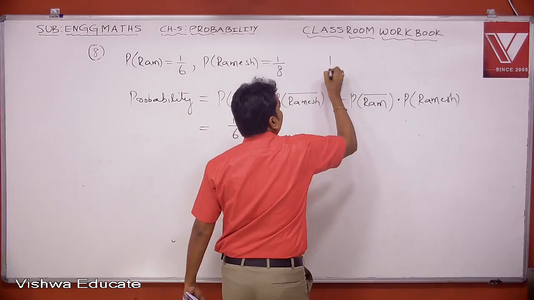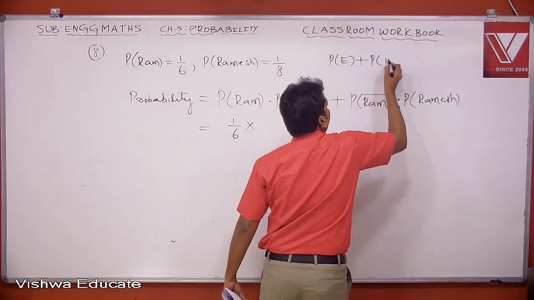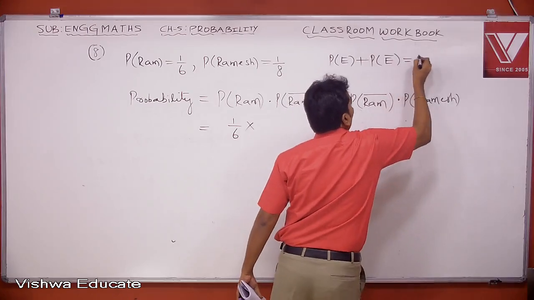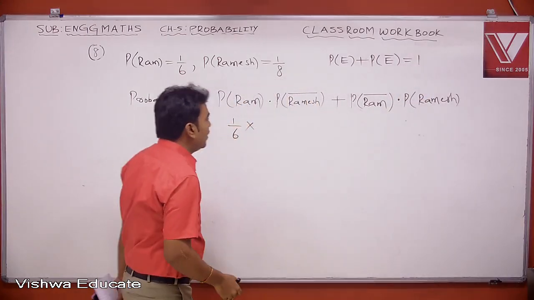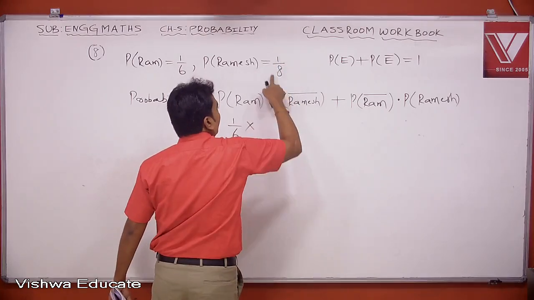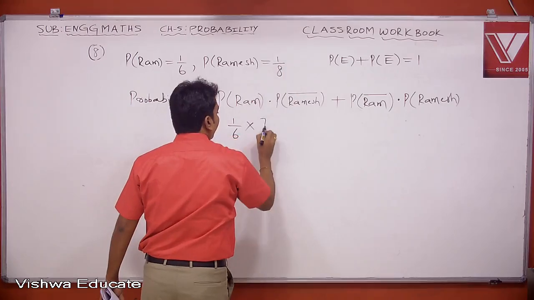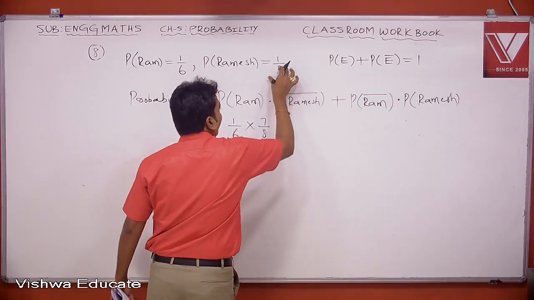Now we have one simple result connecting probabilities: P of E plus P of E bar equals 1. Very basic result. Therefore, for Ramesh not being selected: the probability of selecting Ramesh is 1 by 8, so the probability of not selecting Ramesh is 7 by 8, that is 1 minus this.